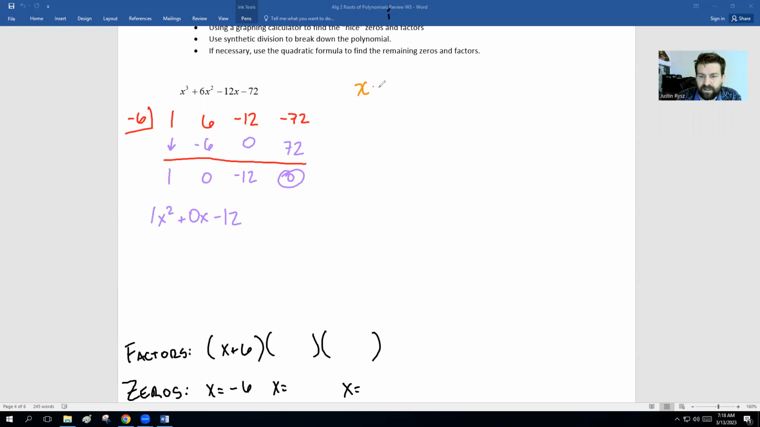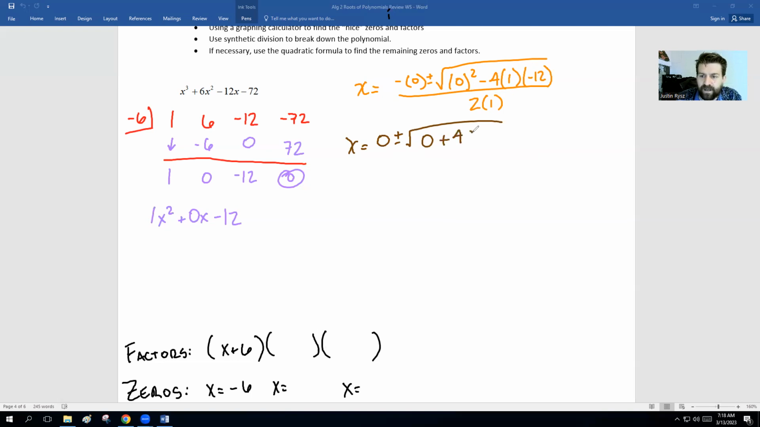Okay, so let's use the quadratic formula here. x equals negative 0 plus or minus the square root of 0 squared, just like the last part. I think this is going to come out kind of nice and easy. 1, negative 12, over 2 times a, which is 1. Okay, so we have 0 plus or minus the square root of 0, and then negative 4 times 1 times negative 12 is a positive 48. All right, so then we would add them together. We have 0 plus or minus the square root of 48 over 2.